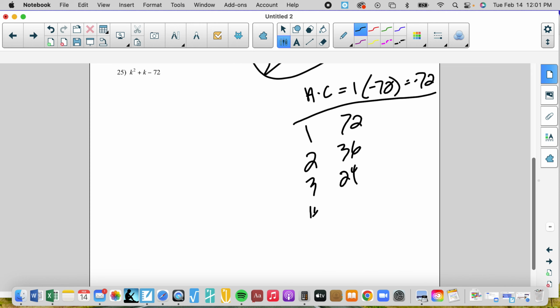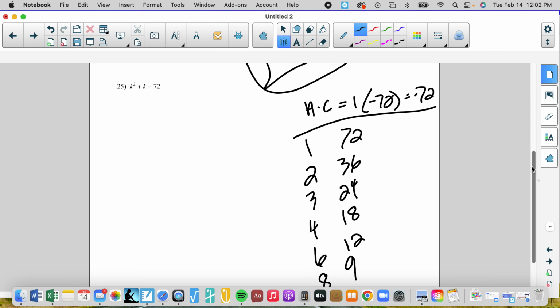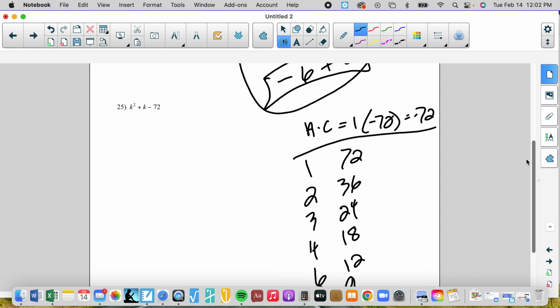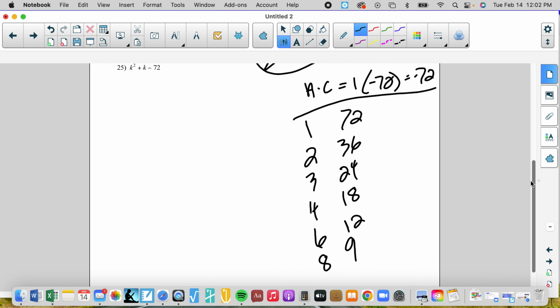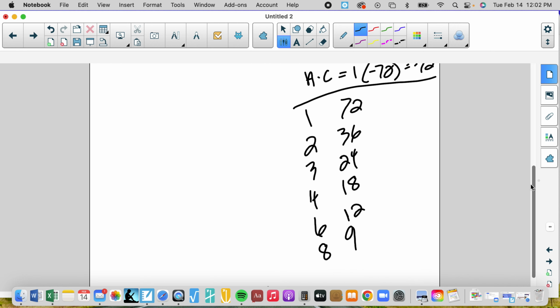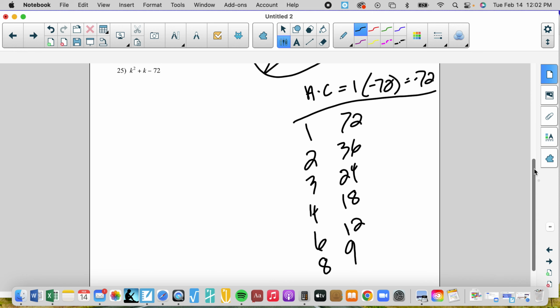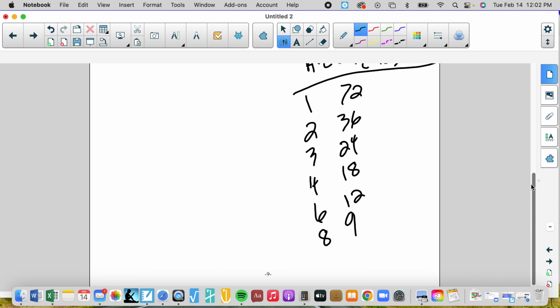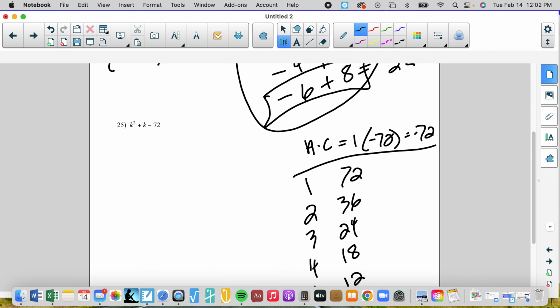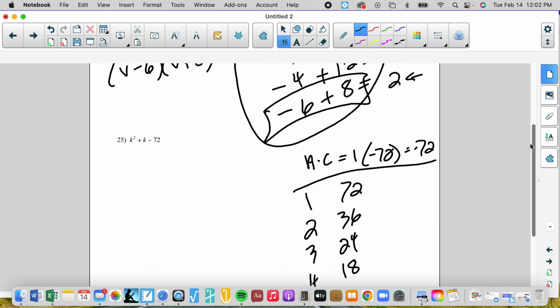4, yes, 4 and 18. 5, no. 6, yes, 6 and 12. 7, no. 8, yes, 8 and 9. So I can do factors of big numbers, even 72, in my head. That's because I know my times tables, because I know my number sense. You only get that by practicing. And that is something that is extremely important.